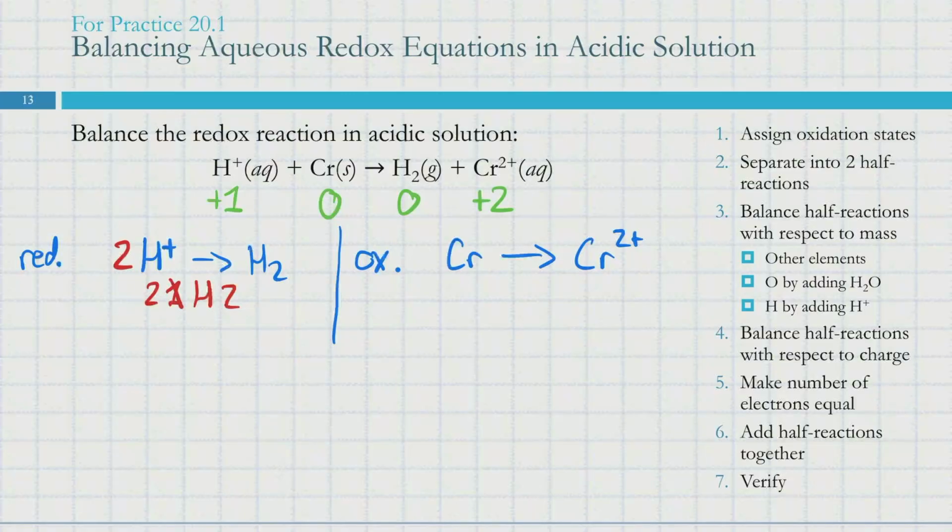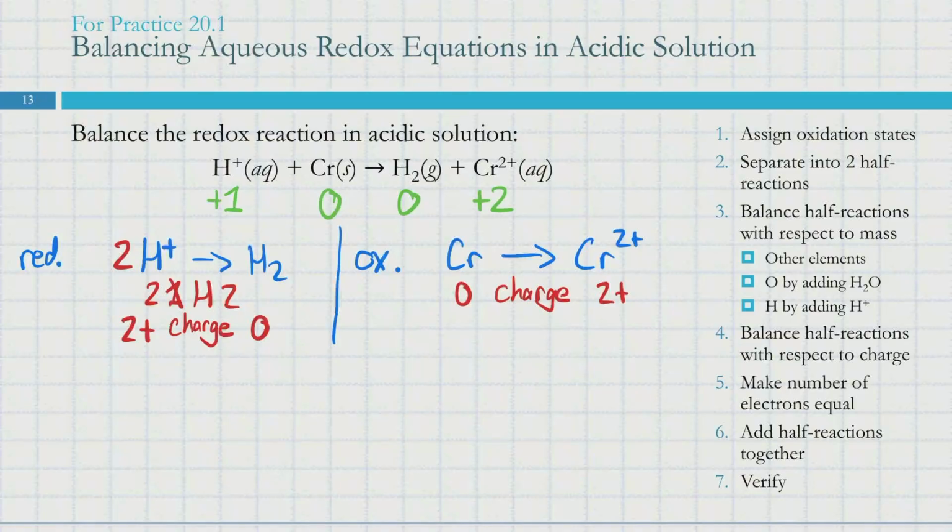Our normal balancing, now we do charge balancing. So take a look at our charges. Grand larceny, grand theft auto, burglary. Sorry, wrong charges. Our charges are 2+ and 0 for our hydrogen half reaction. And there's 0 and 2+ for our chromium half reaction.